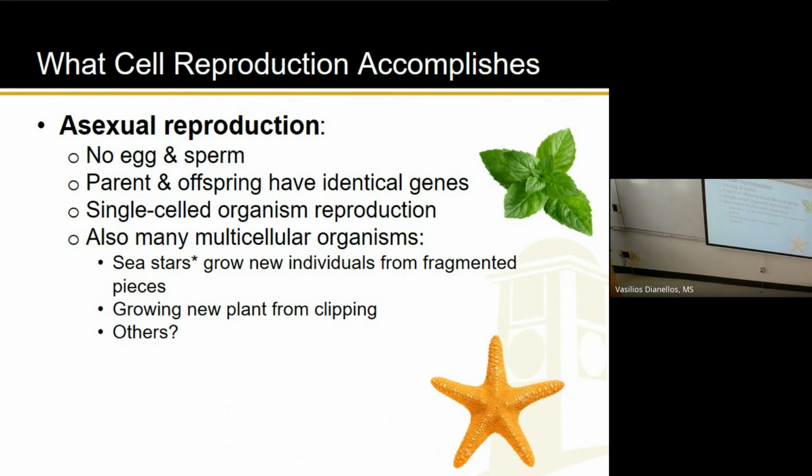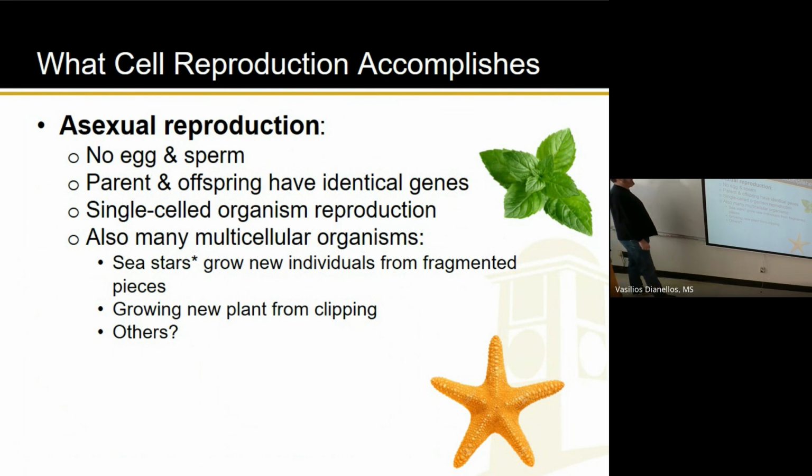So far, everything that I've taught you, and I told you I haven't named it yet, has been asexual reproduction. For example, I told you that the parent and the offspring have identical genes, right? So that one cell divides into two, so then you have two offspring, two daughter cells. They're all genetically identical to each other.